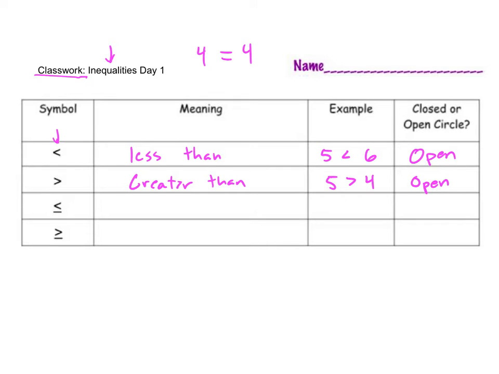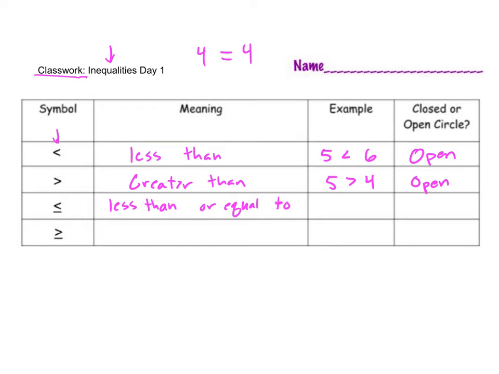And then our next one. The only difference between this symbol and this symbol is just this little line underneath here. So this is going to be less than or equal to. That's what that little line underneath there means. It's kind of like the bottom part of an equal sign. So it's this or this.